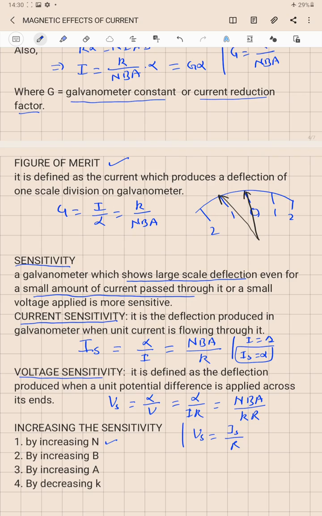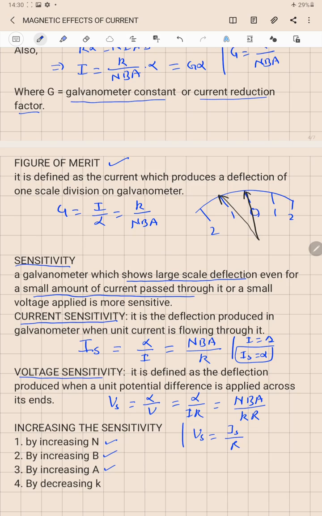of turns is increased, that means we are using longer wire around the iron cylinder. So if a longer wire is used, then its resistance will also increase. So when resistance increases, instead of increasing the sensitivity, it will decrease the sensitivity. Second, increasing the magnetic field. This can be done by using a powerful magnet with concave pole pieces.